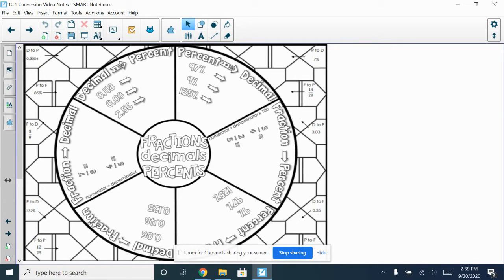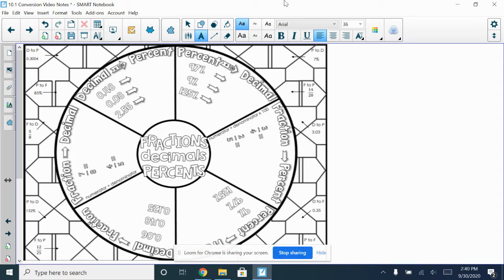I am going to start with the decimal to the percent. We're in this portion right here. It's got a nice printout that is fun and can be colored so that you can make it as neat and creative as you want. For a decimal to a percent, it shows you right there, it's times 100.